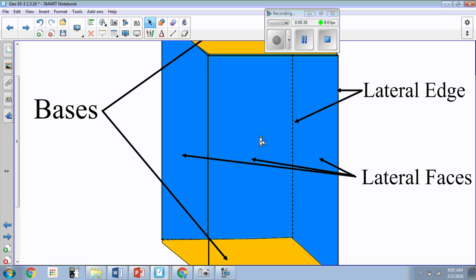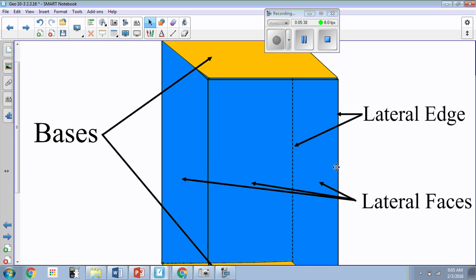So you see bases on top and bottom, lateral faces on the sides. That's all we're talking about. We're talking about lateral area versus bases.